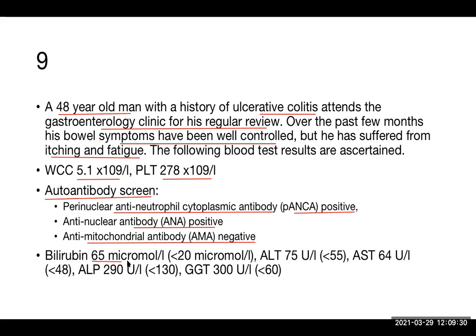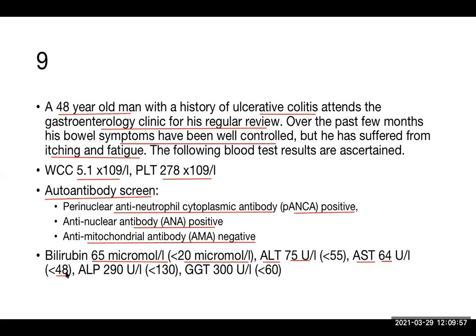Bilirubin is 65 micromole per liter. This is the normal value, so it is higher than normal. You can clearly see here. ALT, sorry, this is alanine transaminase, ALT, saying 75. AST, aspartate transaminase is 64. See this? This is the normal value, so it is elevated. 64, this is also elevated.